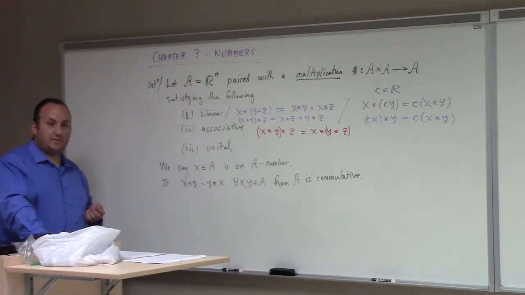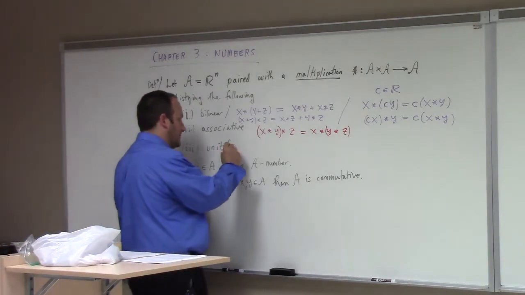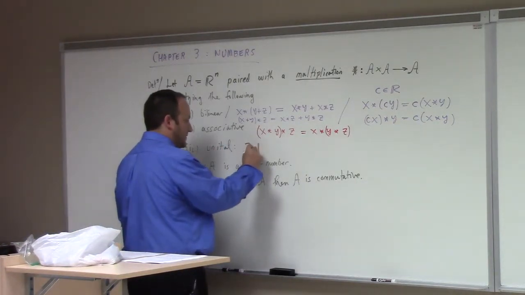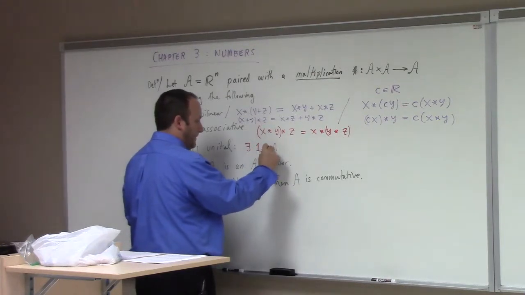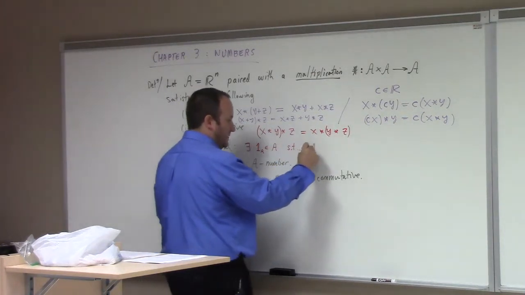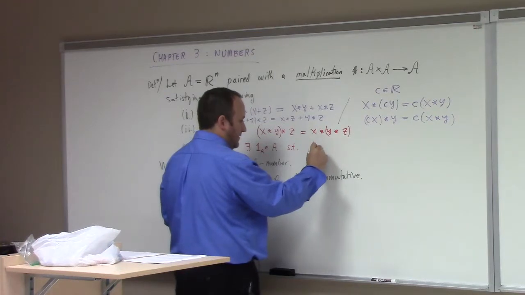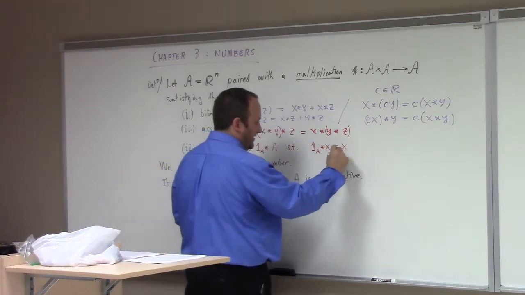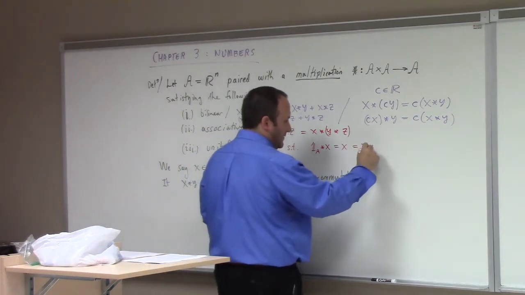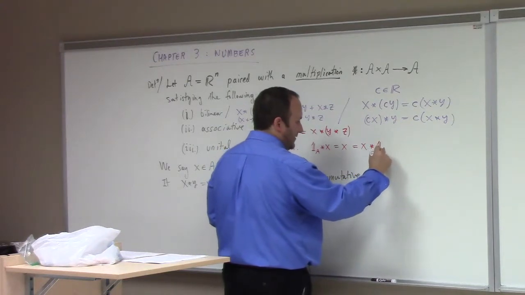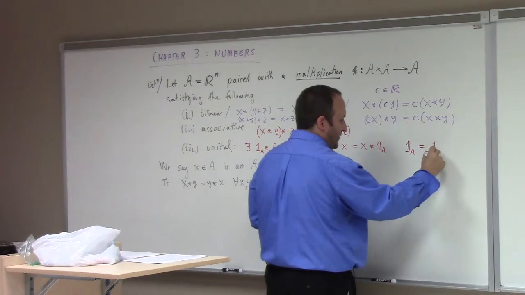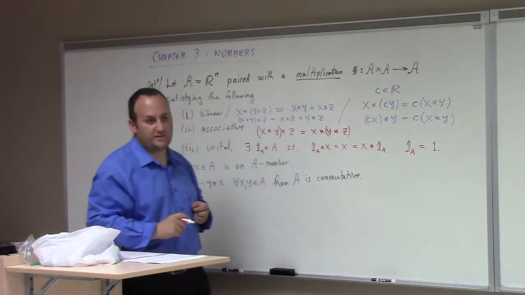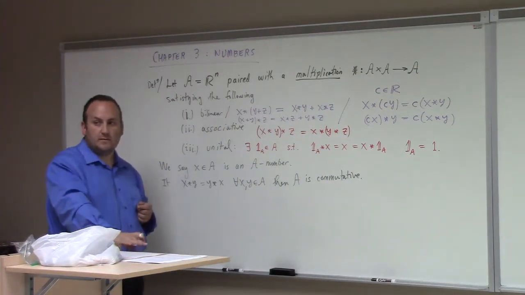What does unital mean? Unital means that there exists a 1 in A such that 1A times x is equal to x is equal to x times 1A. And this 1A sometimes we'll just denote by 1. Often I just denote it by 1. It's the unity in the algebra.